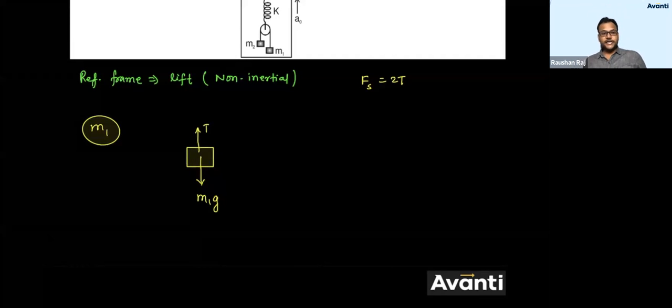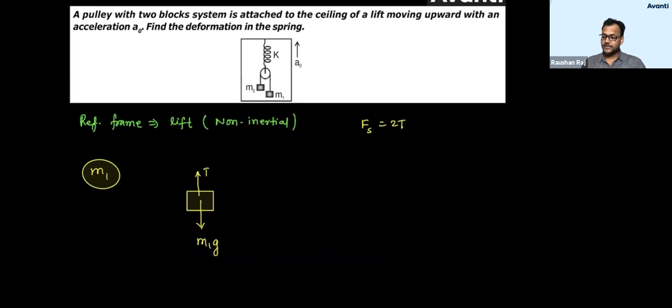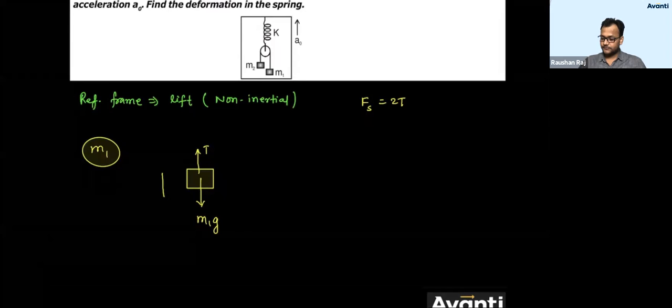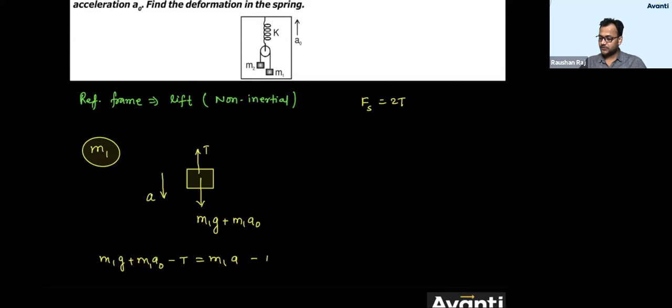All right. In which direction is this block moving? Let us say block is moving in downward direction. But this is with respect to lift, so we have to add a pseudo force also. Lift is accelerating in upward direction, so there will be a downward pseudo force. So I'll add a downward force here. How much, children? M1 into A0. This will be the free body diagram and acceleration of M1. If I write the force equation now, I should write M1g plus M1 A0 minus T will be equal to M1 into A. This is the equation.